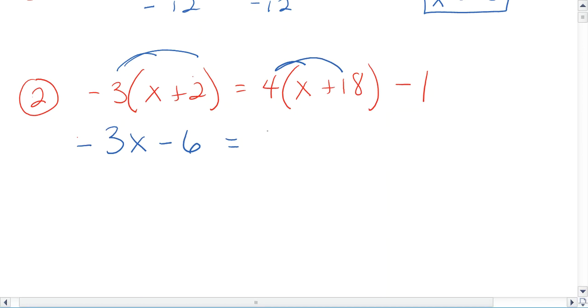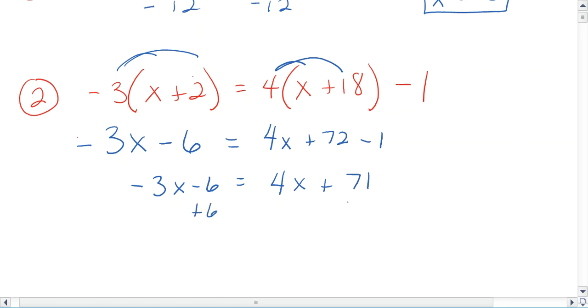4x plus 72, but then we have this minus 1 here, so I guess the step we need to insert here is combining like terms. 72 and negative 1 are both numbers, so they are like terms, plus 71. So now we want to add a 6 to both sides and subtract a 4x from both sides. So I'm kind of doing two steps in one here.